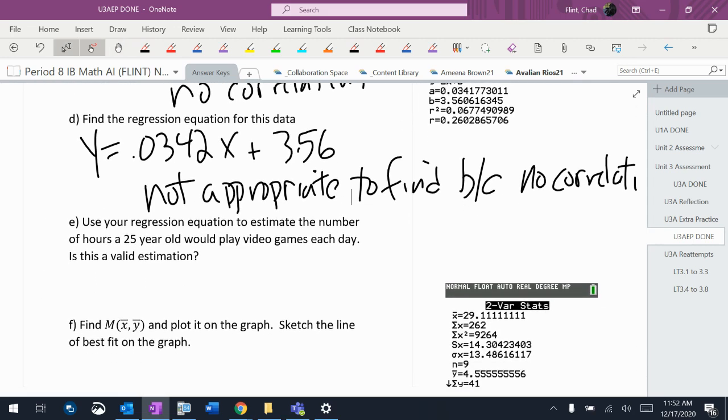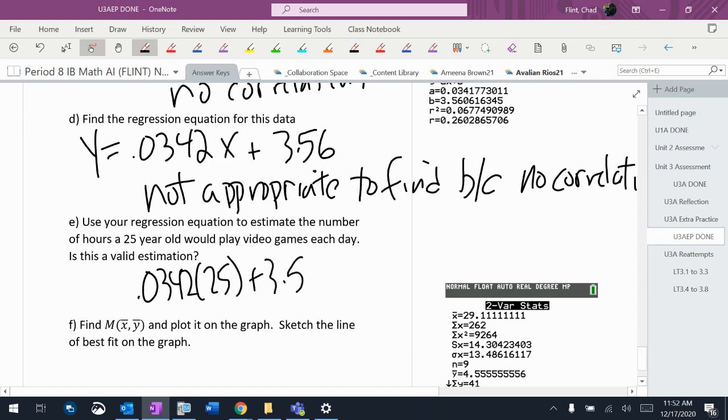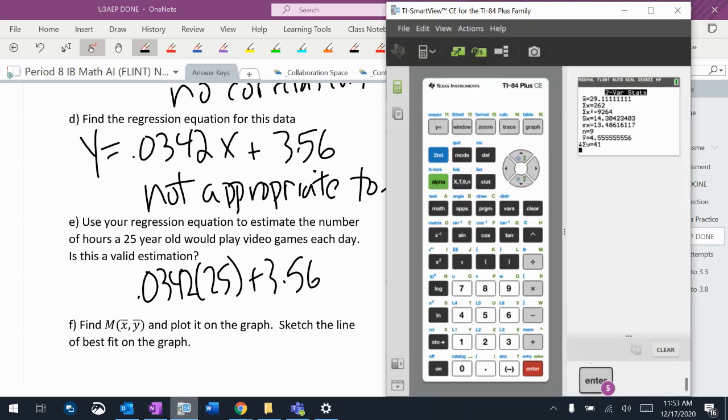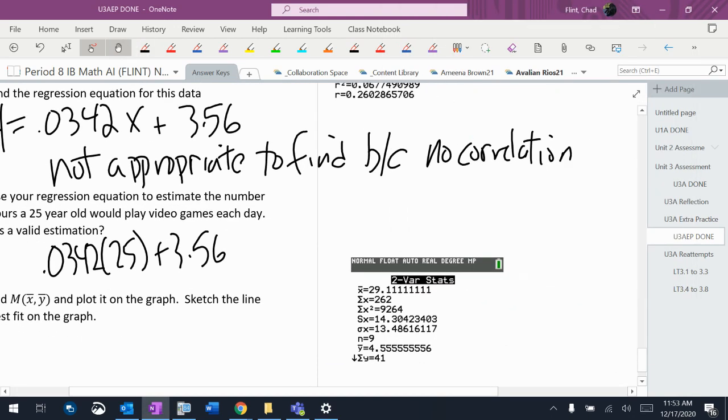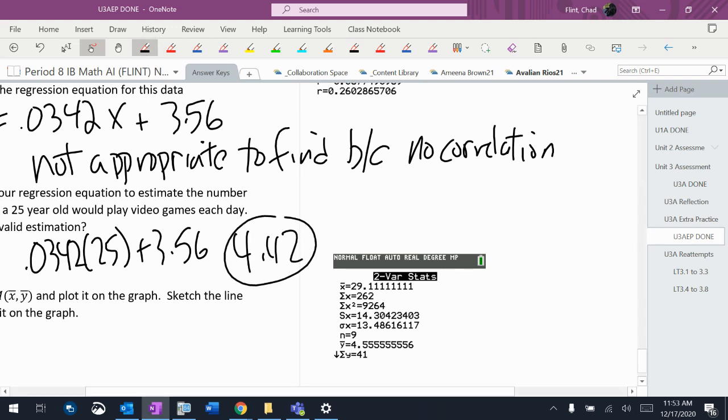So use your regression equation to find what a 25-year-old would play in the number of days. So it'd be 0.0342 times 25 plus 3.56. Now, this is going to be a completely inaccurate, completely invalid thing because the regression equation isn't even appropriate because there's no correlation at all. But I'm going to put it in here and get the answer. 0.0342 times 25 plus 3.56. All right, so it's 4.42, three significant figures. Is it valid? It's not valid because there's no correlation.